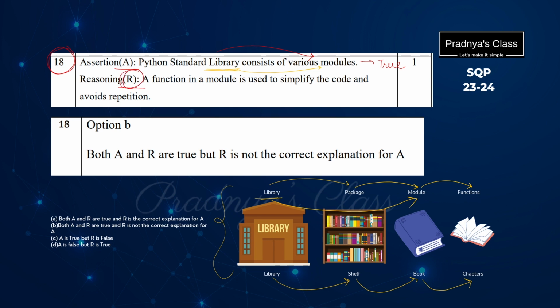Now let's read the reasoning. A function in a module is used to simplify the code and avoid repetition. This is the correct definition of a function. So this statement is also true. Both the statements are true, but this reasoning is not the correct explanation for the modules and the library. That's why this is the correct option, that is option B. Both A and R are true, but R is not the correct explanation for A.